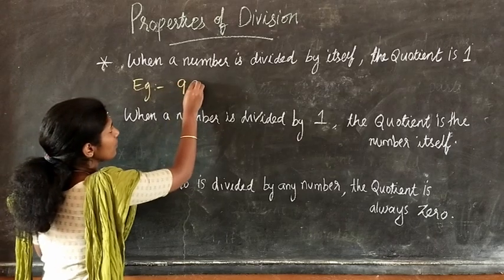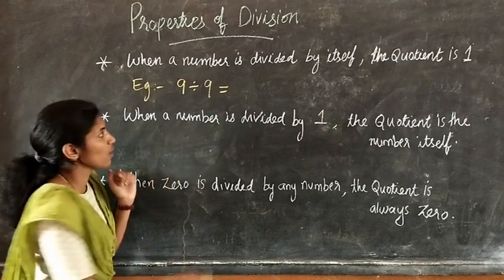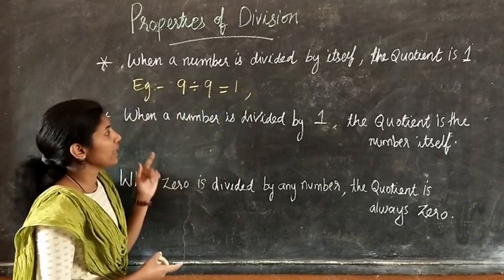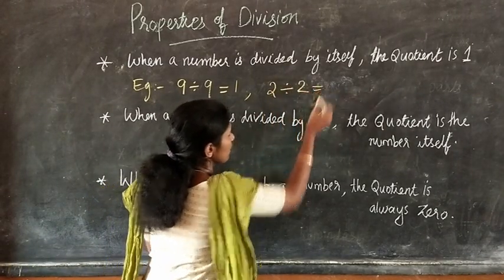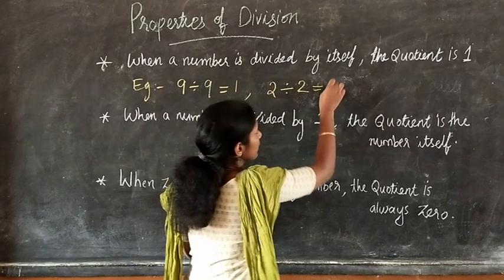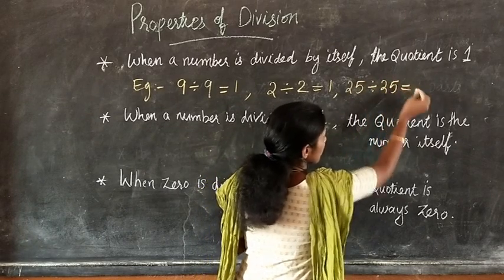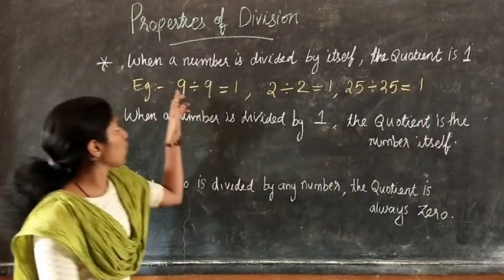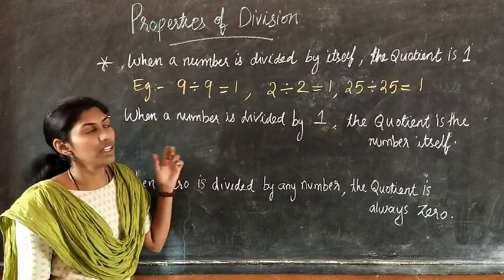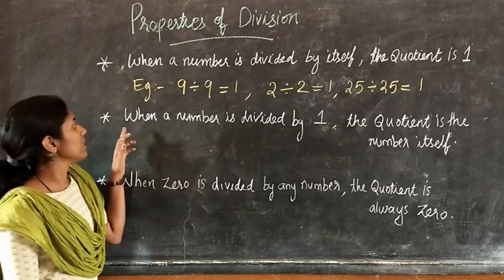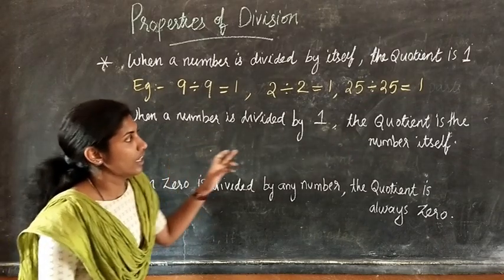9 divided by 9 equal to, what is the answer? Yes, the quotient is always 1. 9 divided by 9 equal to 1. The next one, 2 divided by 2. What is the answer? Yes, 1. The next one, 25 divided by 25 is equal to 1. So, first property, when a number is divided by itself, that means by the same number, the quotient is always 1.